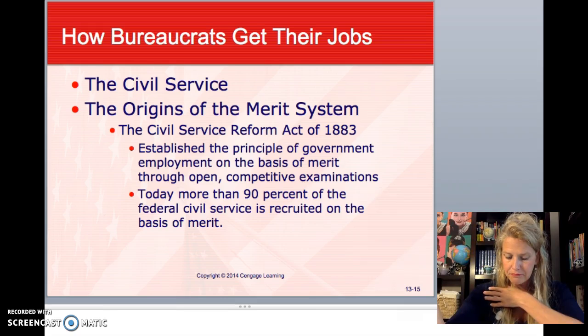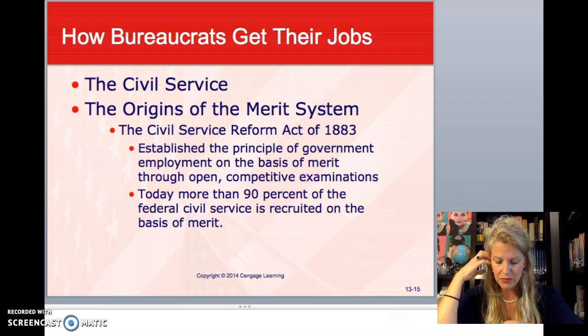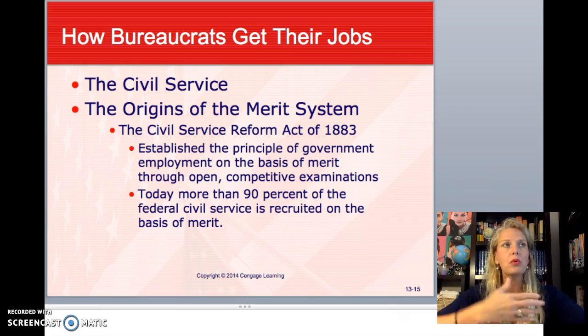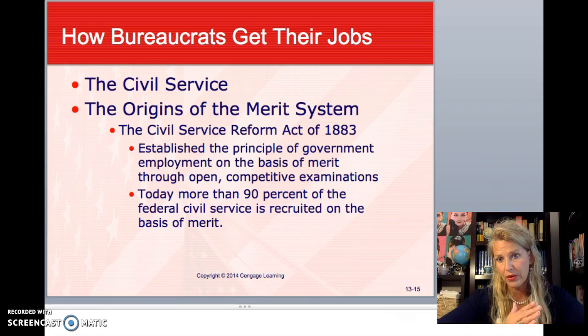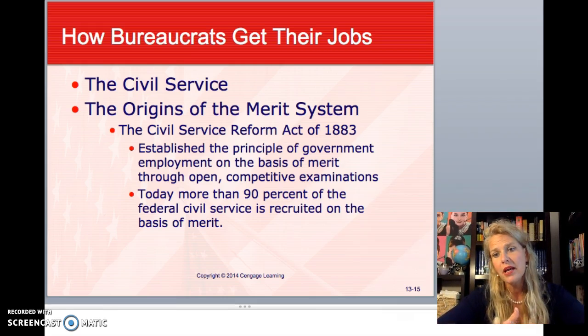Initially only about 10% of federal employees were covered by the merit system. And I think that's really important. Now it says more than 90% of the federal civil service is recruited on the merit basis. What are we paying government employees? Why are we paying them for a good job well done?